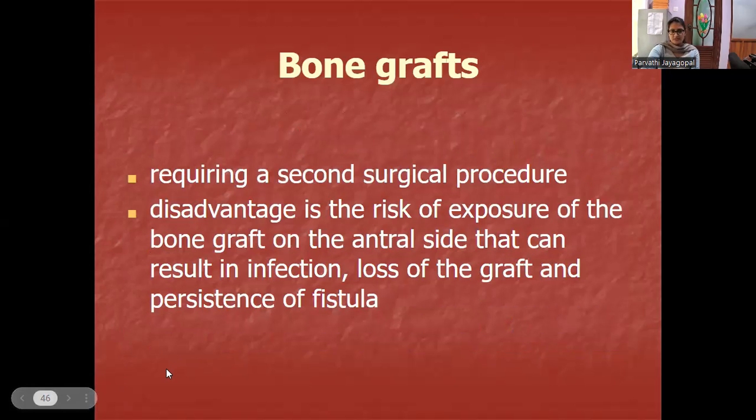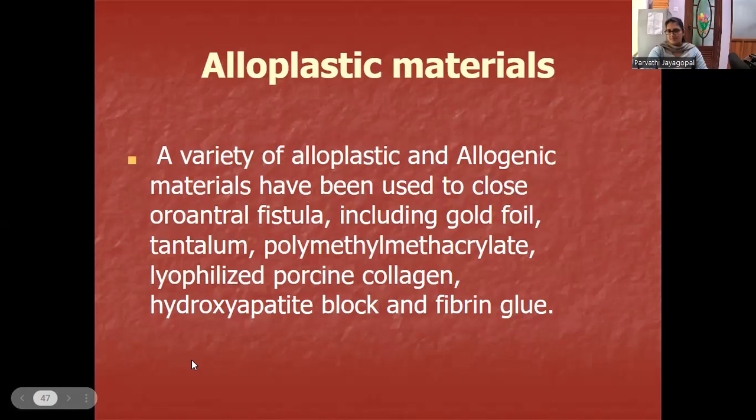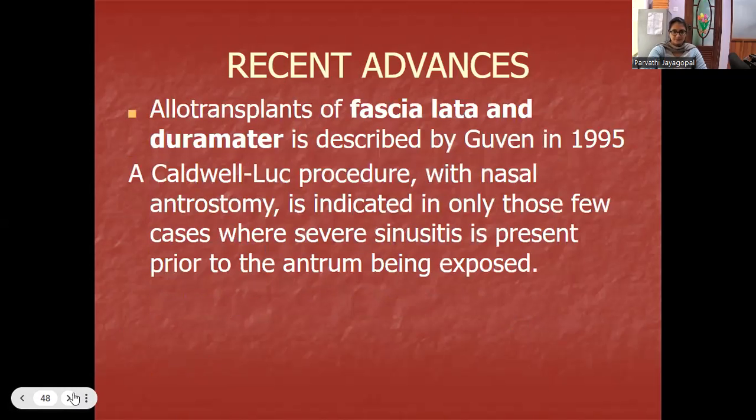Bone grafts. The problem with bone grafts is that you require second surgical procedures, and the disadvantage here is the risk of exposure of the bone graft on the antral side that can result in infection, loss of the graft, and persistence of the fistula. We also use other alloplastic materials for the graft, which is gold foil, tantalum, polyethylene, methacrylate, lyophilized porcine, hydroxyapatite block, and recent advances in the use of allotransplants of the facial lateral and angular matter.